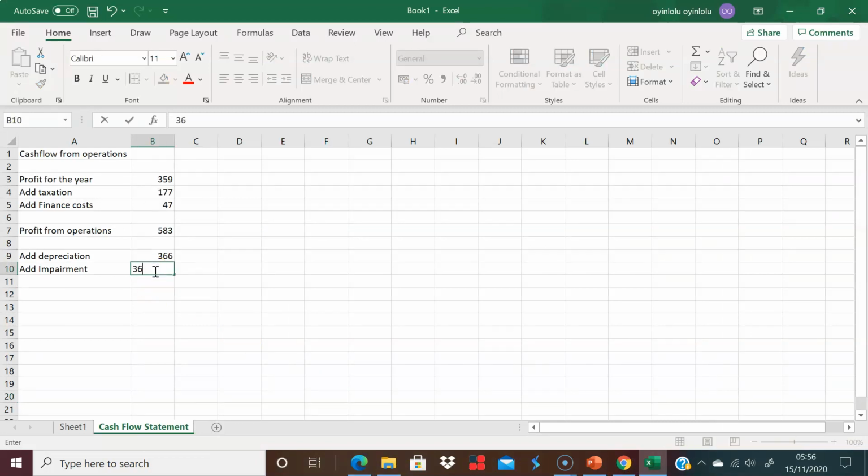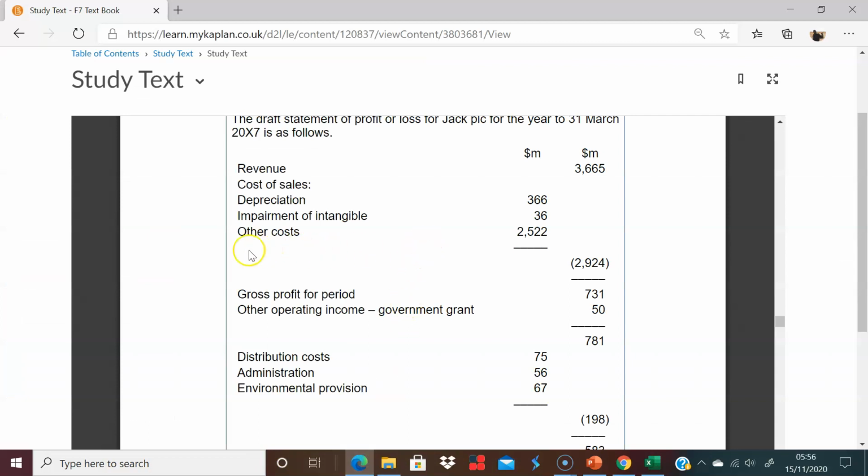Impairment was 36. Okay, great. And then, so these other costs, these would happen in the income statement as well. The only way we would know there was a difference or an issue is if we had some liability, if there was some amount that hadn't been paid, some sort of difference. But otherwise, this is normal.